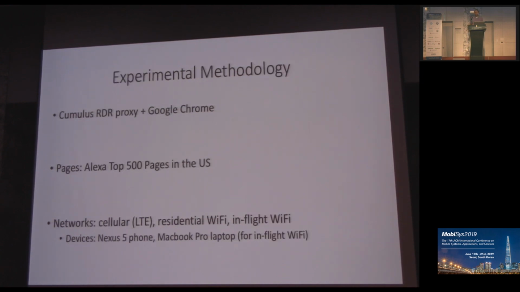And so before I get into the measurement studies, a few quick notes about our experimental setup. So to evaluate RDR, we used an open source RDR system called Cumulus, as well as the Google Chrome browser. And with this setup, we loaded the Alexa Top 500 pages in the US over a bunch of live networks in Massachusetts, including cellular, residential Wi-Fi, and in-flight Wi-Fi.